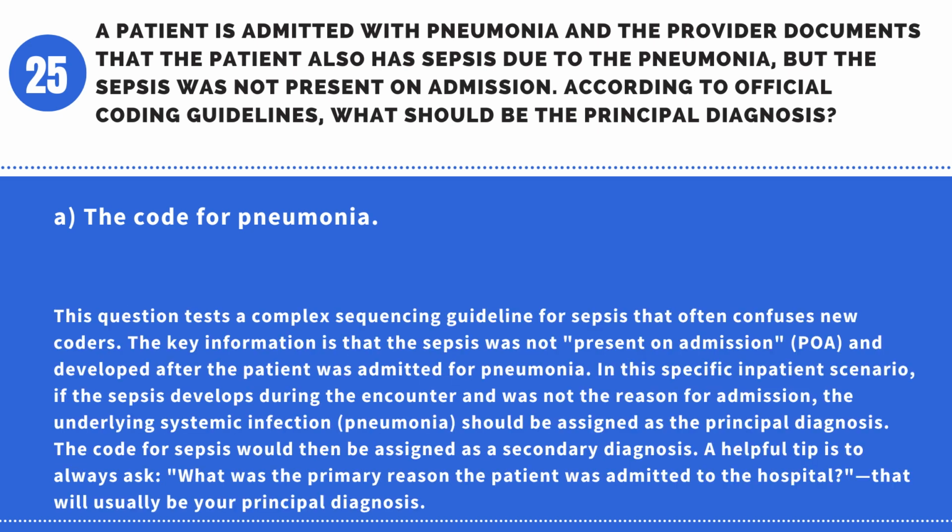Answer, A. The code for pneumonia. This question tests a complex sequencing guideline for sepsis that often confuses new coders. The key information is that the sepsis was not present on admission, POA, and developed after the patient was admitted for pneumonia. In this specific inpatient scenario, if the sepsis develops during the encounter and was not the reason for admission, the underlying systemic infection, pneumonia, should be assigned as the principal diagnosis. The code for sepsis would then be assigned as a secondary diagnosis.